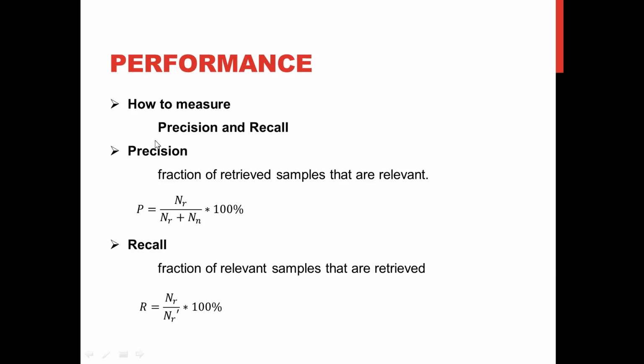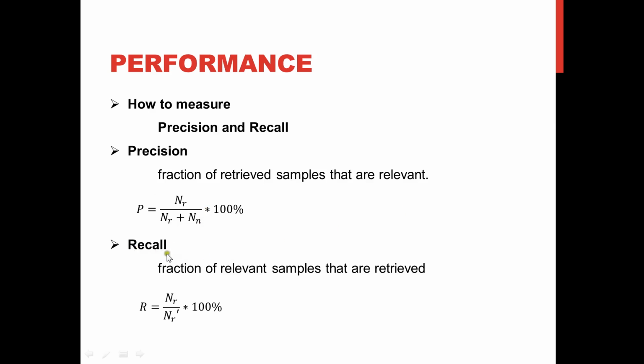Let us see how the performance is. First, we need to know how to measure performance. Two things: one is precision, and the other is recall. Precision is the fraction of the retrieved samples that are relevant, which means this is the number of relevant samples, this is the number of irrelevant samples, added together this is the number of samples retrieved. So this is the fraction of the retrieved samples that are relevant.